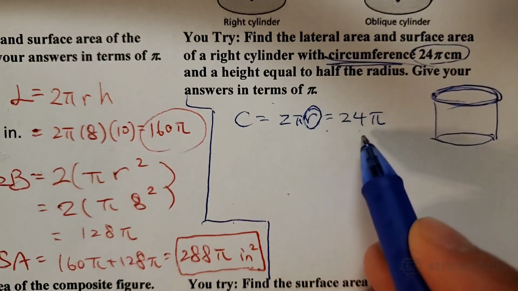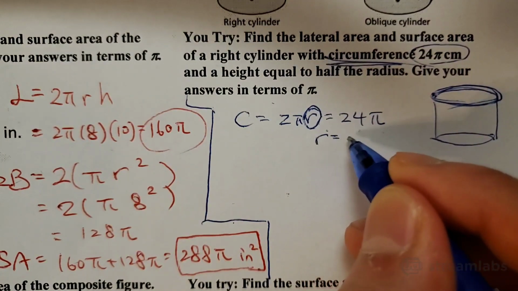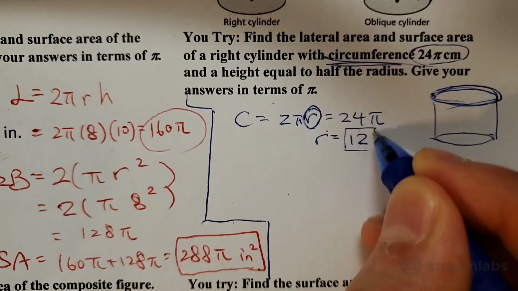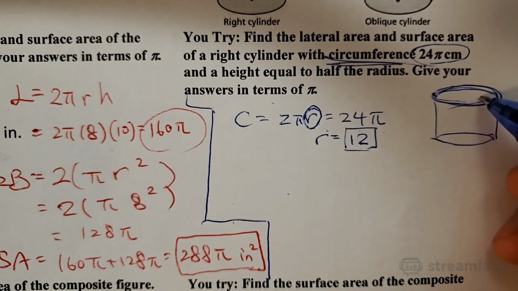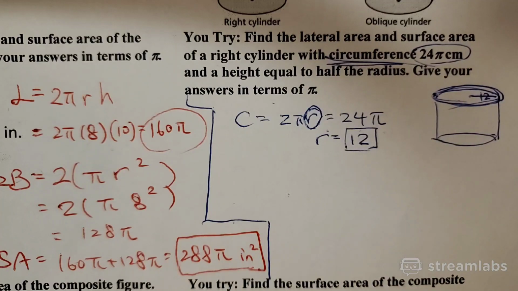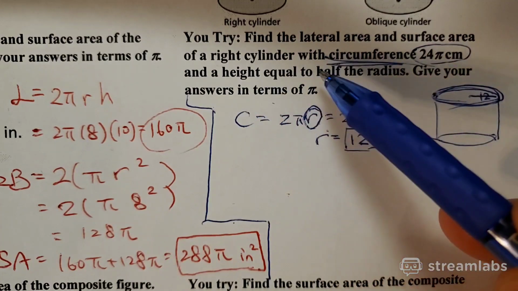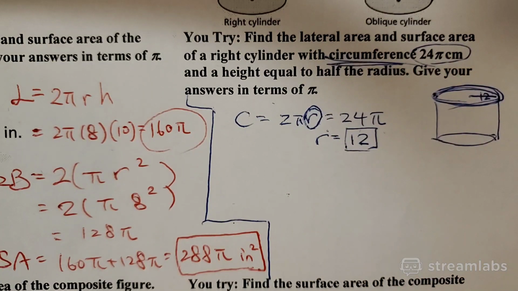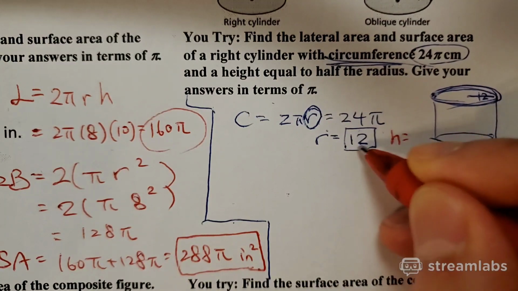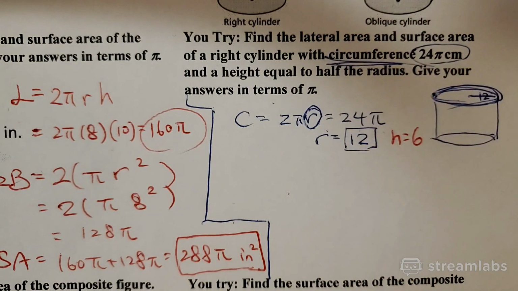You can divide this over and get your radius has to be 12. This is essential, okay? Without this, it's too hard. So 12. And they say height is equal to half the radius, right? So height is what? Half of that, so 6. Then you can do the rest, right?